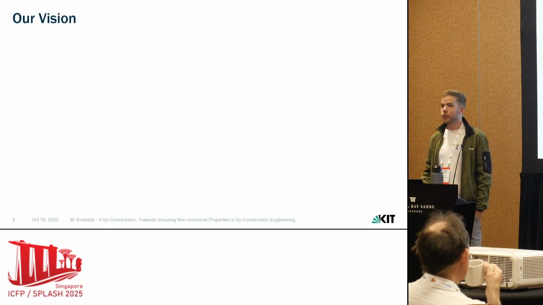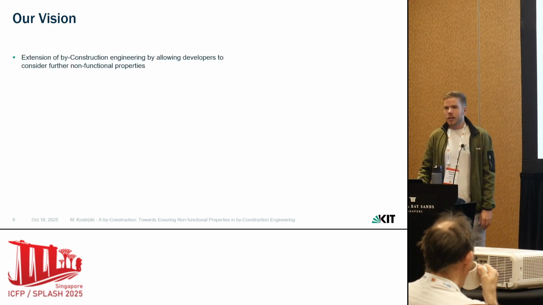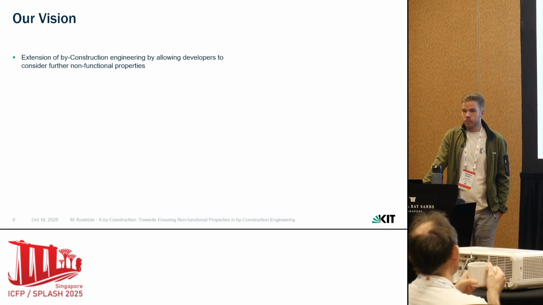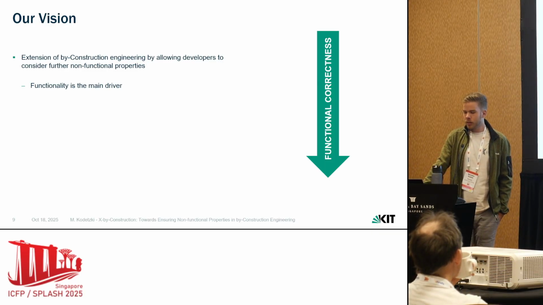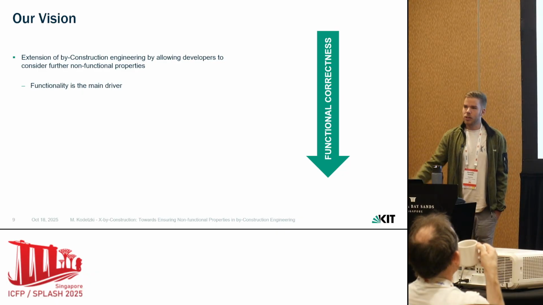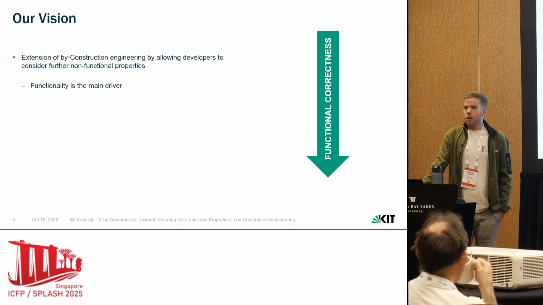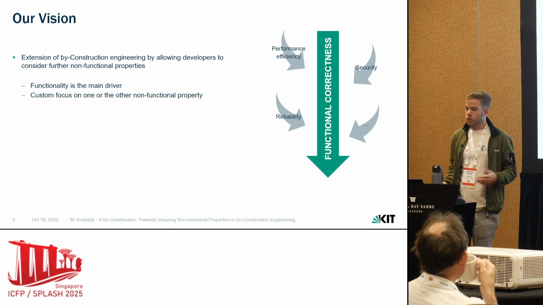We thought of our vision, and that is also what our paper is mainly about: how we imagine extending XBC and by construction engineering to cover further non-functional properties, to have a programming paradigm for high-quality software. Still, functional correctness should and needs to be the main driver of program construction. As I said earlier, a program that is not doing what it's intended to do is of no use. But we imagine flexible and customizable integration of non-functional properties in your development process, always depending on your use case.